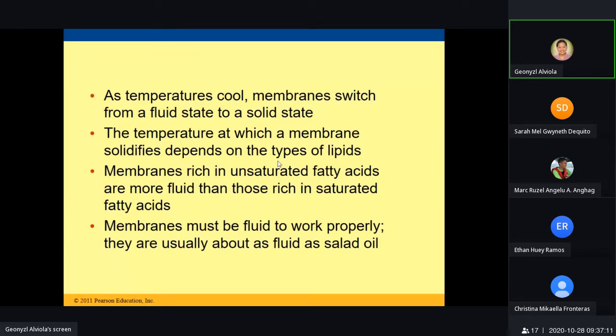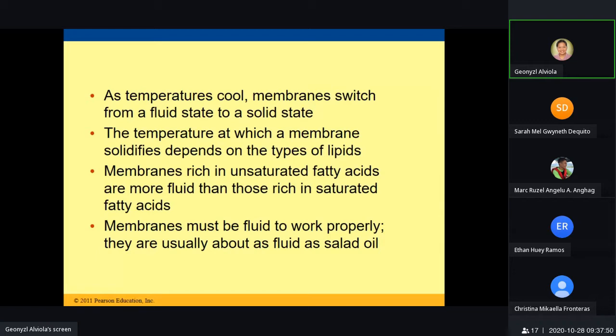So as the temperature cools, the membrane switches from a fluid state to a solid state. Since it is semi-fluid, when the temperature drops, it goes to solidification. It's like water, but it depends on the characteristics. So our cells react to a certain temperature. The temperature at which the membrane solidifies depends on the type of lipids.